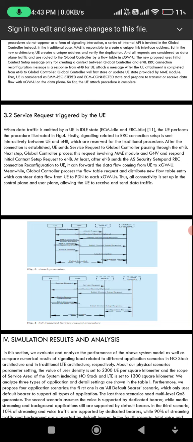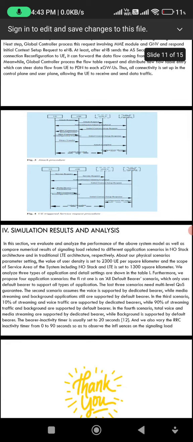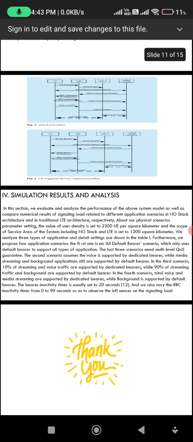At last, the ENB sends the security setup and RRC connection configuration to the UE. It can then forward the data flow coming from the UE to the XGW. Meanwhile, the global controller processes the flow table request and distributes a new flow table entry which can steer data flow from UE to PDN to each XGW. Thus all connectivity is set up in the control plane and the user plane, allowing the UE to receive and send data traffic.